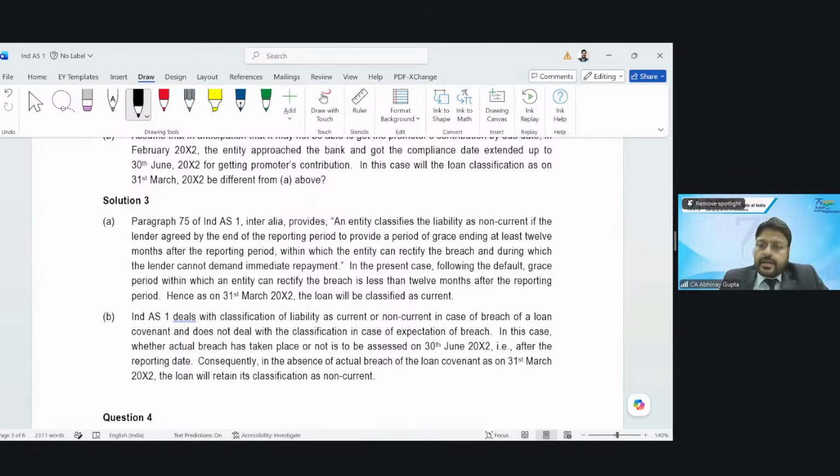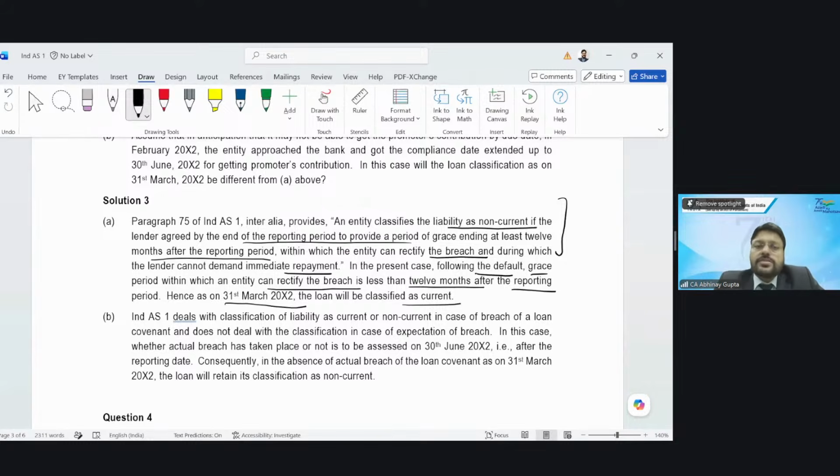the entity classifies a liability as non-current if the lender agreed by the end of the reporting period to provide a grace period ending at least 12 months after the reporting period, within which the entity can rectify the breach, and during which the lender cannot demand immediate repayment, right? So this is the statement given by the standard under paragraph 75. Now, in the present case, following the default, so default has already been there. The grace period within which the entity can rectify the breach is less than 12 months after the reporting period. Hence, on 31st March 2002, the loan stands classified as current.